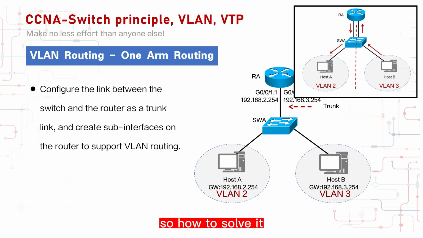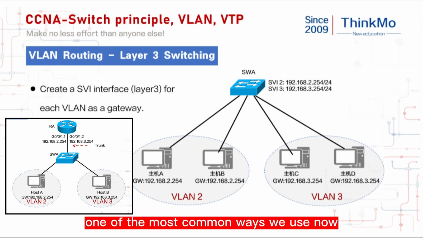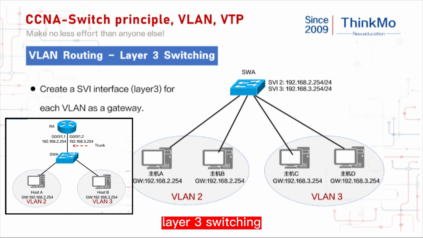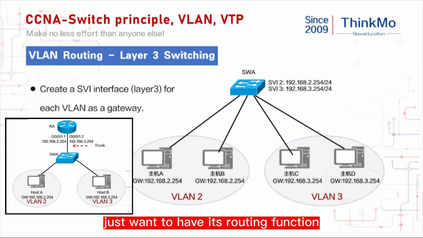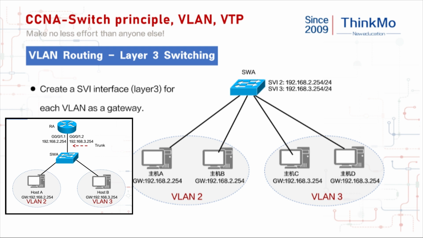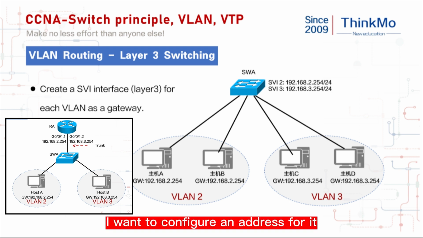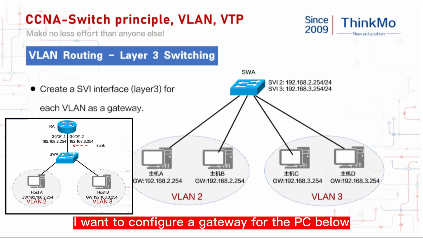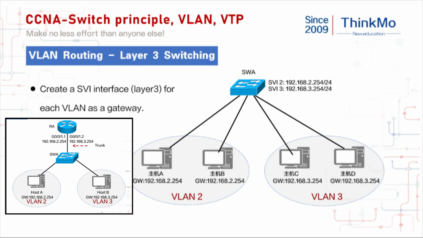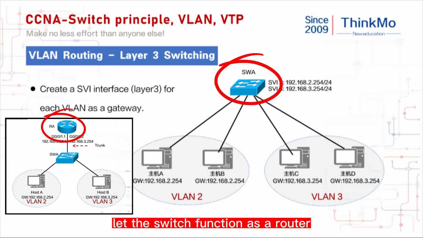So how to solve it? One of the most common ways we use now is Layer 3 switching. That is, stop letting the router do the job. Why add a router here? Just because we want its routing function. I want to configure an address for it. I want to configure a gateway for the PCs below. It is configured on this router. Then just get a switch now. Let the switch function as a router.